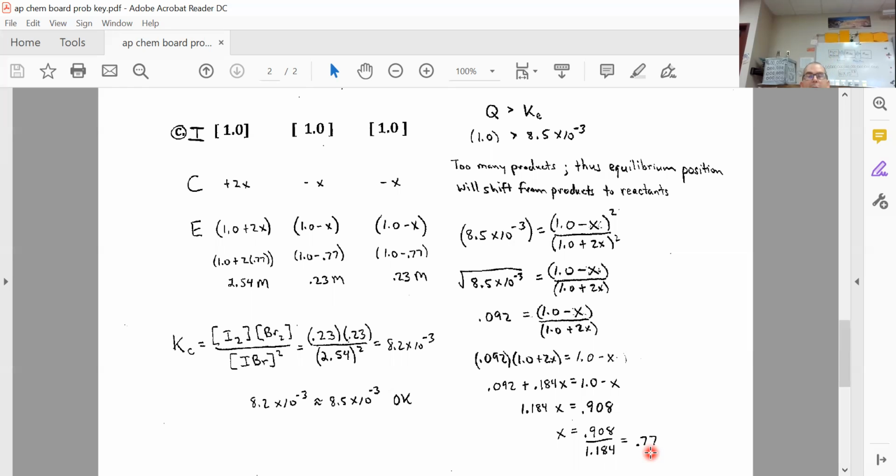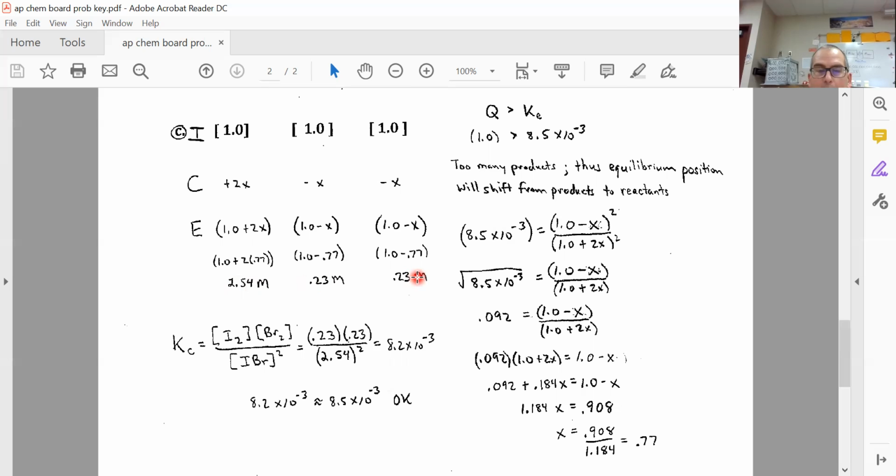What is 0.77? That is the value of x. Notice none of these concentrations are x like in the other two problems. So I'd have to go, 1.0 minus 0.77 is 0.23 for this. It's 0.23 for this. And then I do 1 plus 2 times 0.77 to get the 2.54 here. So that's what I do to figure out these values, and these would be my concentrations that I need.